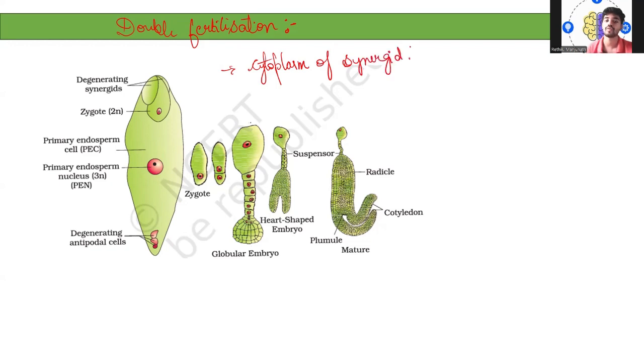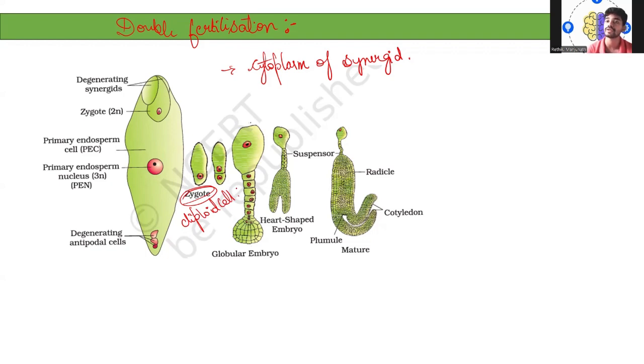Synergid, right. So one of these two male gametes is going to move towards the egg cell and fuse with the nucleus of that egg cell. As a result, you are going to see the formation of the zygote, which is a diploid cell now.